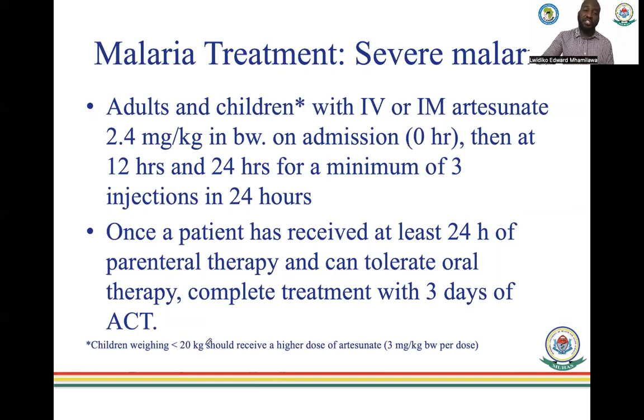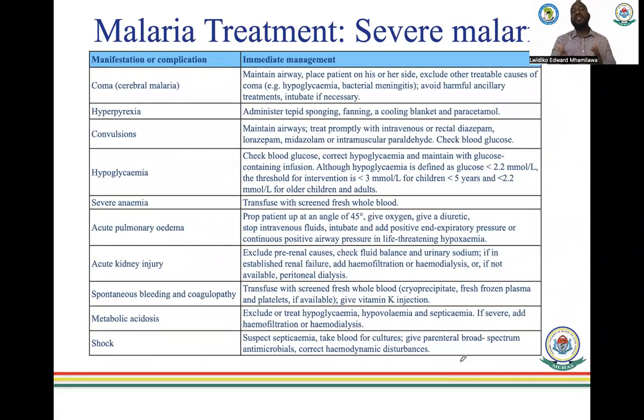One thing to note is that younger children, less than 20 kilograms, with severe malaria need to get a higher dose of artesunate, up to 3 milligrams per kilogram body weight per dose, rather than 2.5 milligrams.